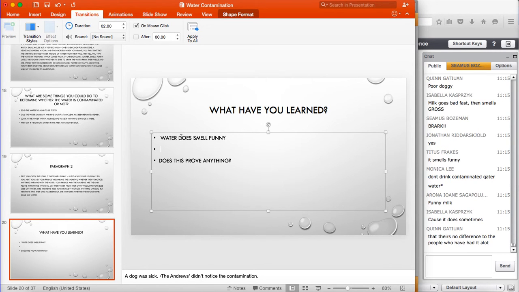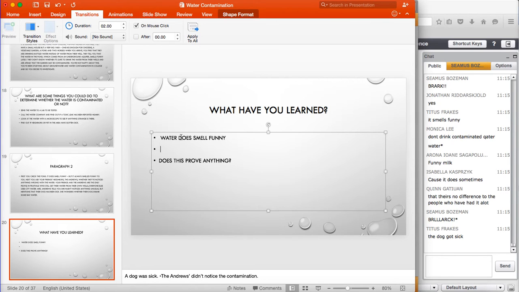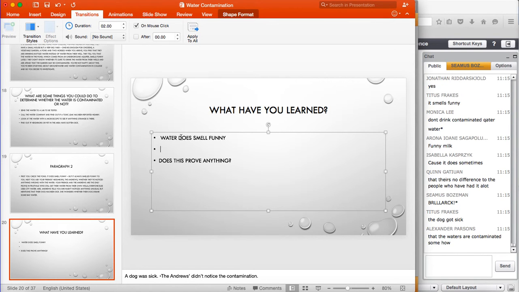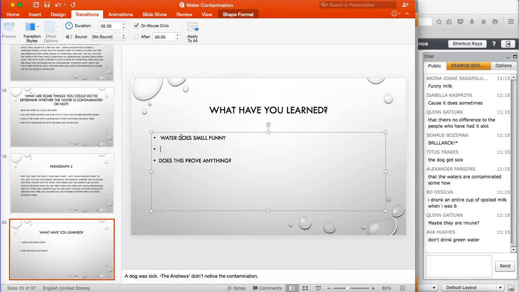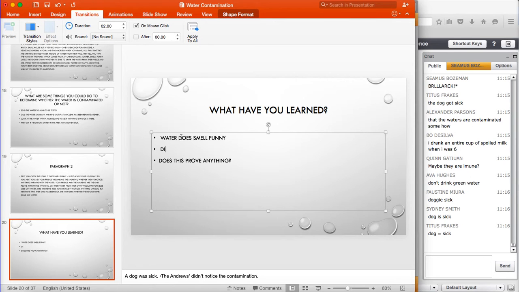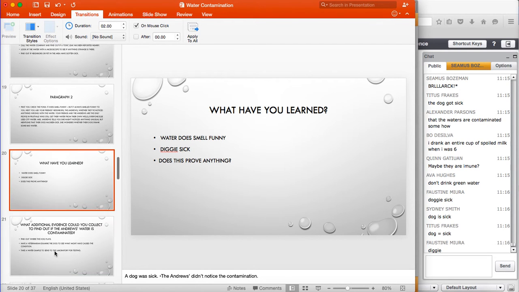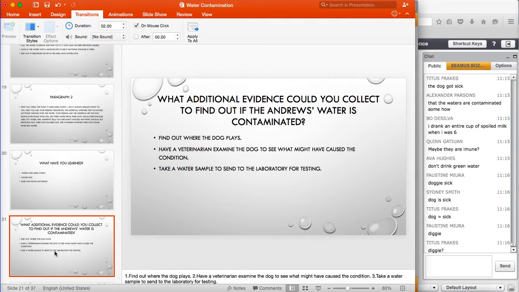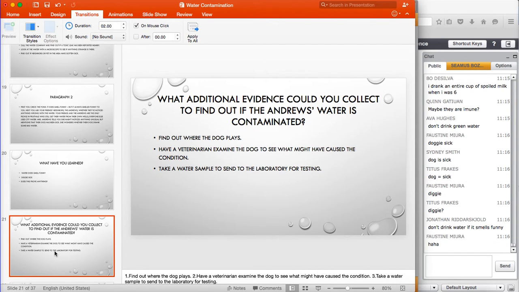All right. What else have we learned from the previous paragraph? Don't drink green water. You guys are going, the doggy's sick. I love it. Sick doggy. All right. And the Andrews didn't notice any contamination. Okay, interesting. All right. What additional evidence could we find out if the water is contaminated?